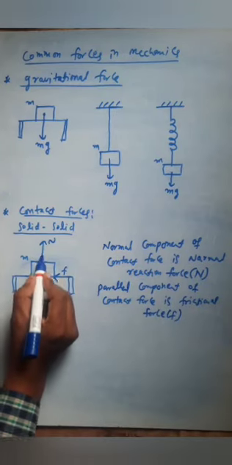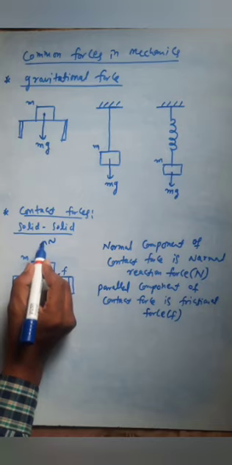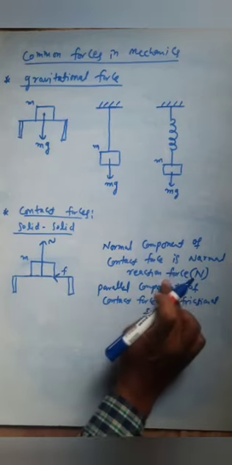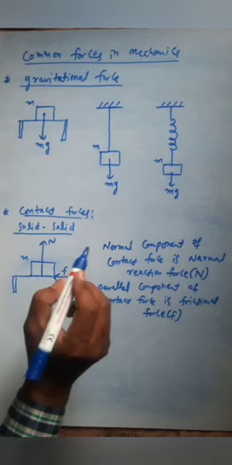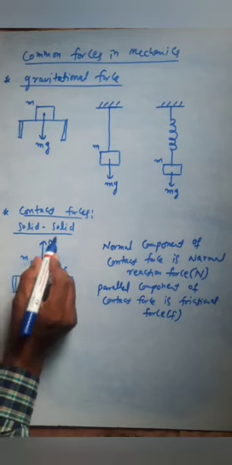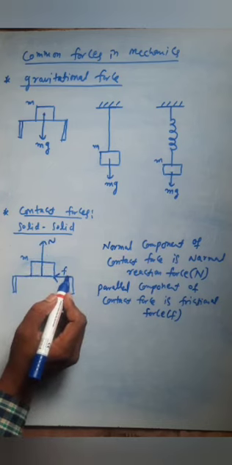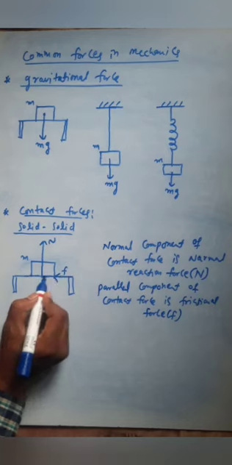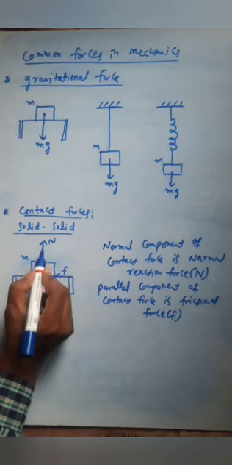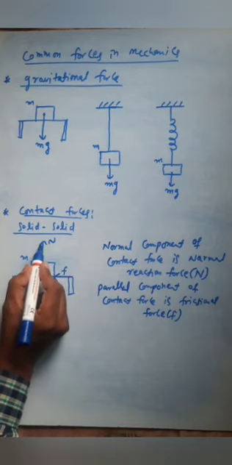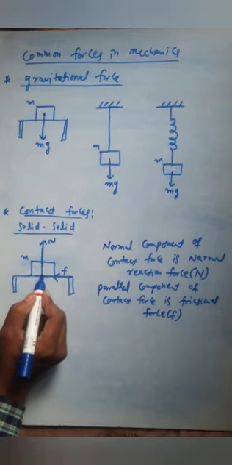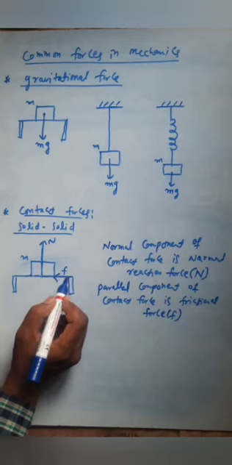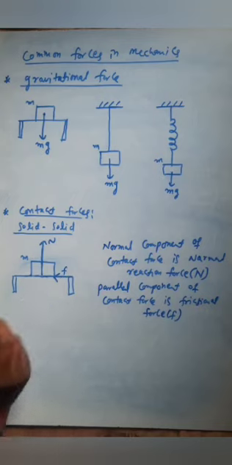So the normal component of the contact force is the normal reaction force. The parallel component of the contact force is the frictional force. This one is the parallel component, and this one is the normal component. So the normal component of the contact force is the normal reaction force, and the parallel component of the contact force is the frictional force.